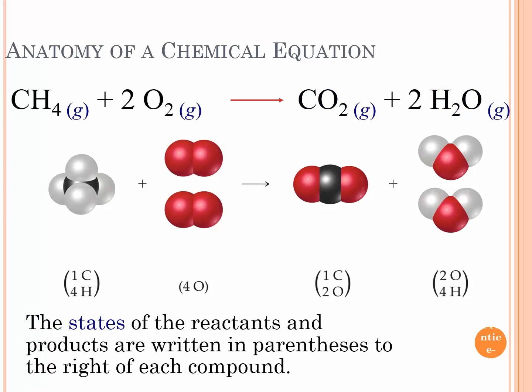Now the states of the reactants and products are also written in parentheses to the right of each compound. Here, gas, gas, gas, gas. If it is solid, then it is a small s. If it is liquid, a small l, and so on.